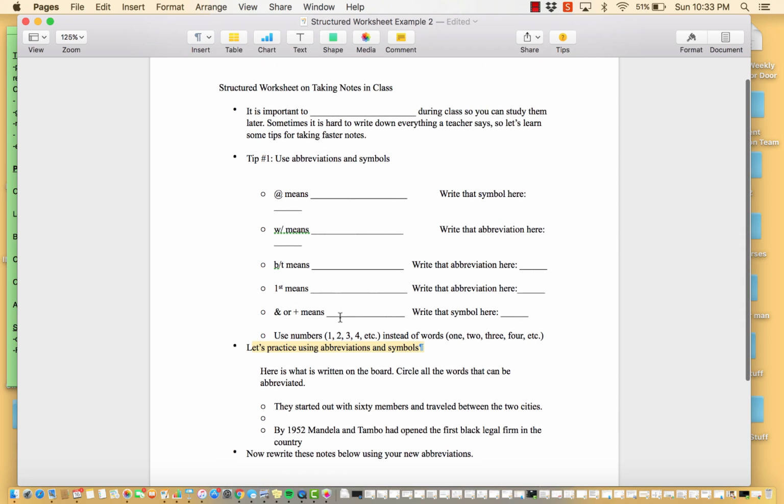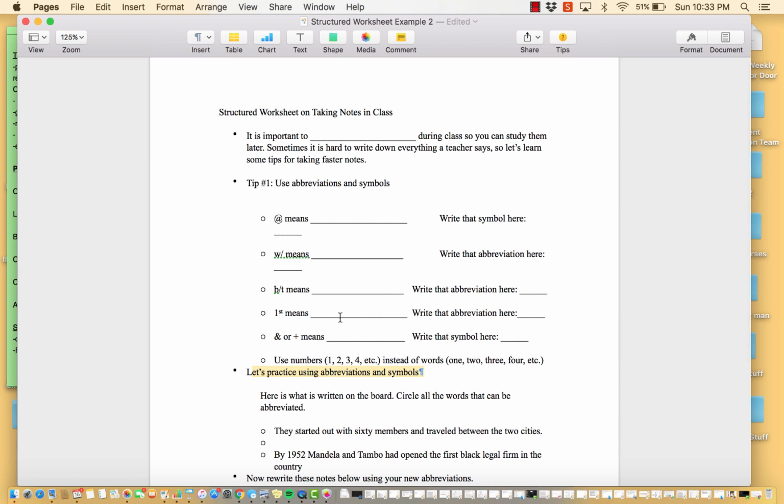So this is the difference between guided notes and structured worksheets. Guided notes is just filling things in, and there really isn't a lot for students to produce per se, just writing down information. Whereas a structured worksheet is learning a new skill, and it has that built-in practice there.